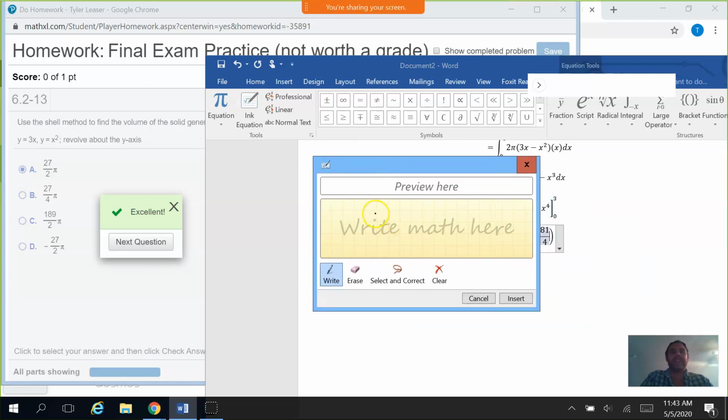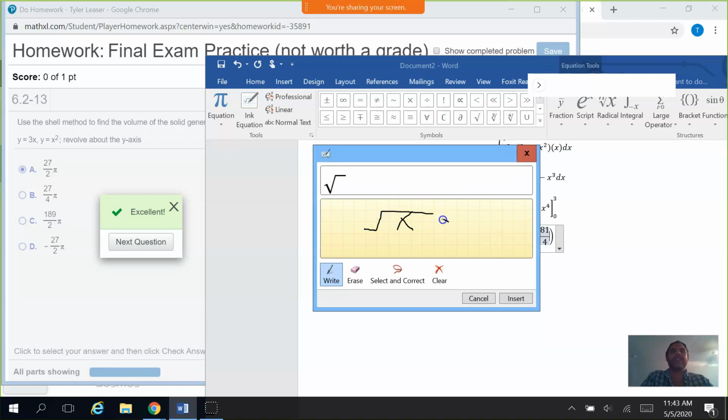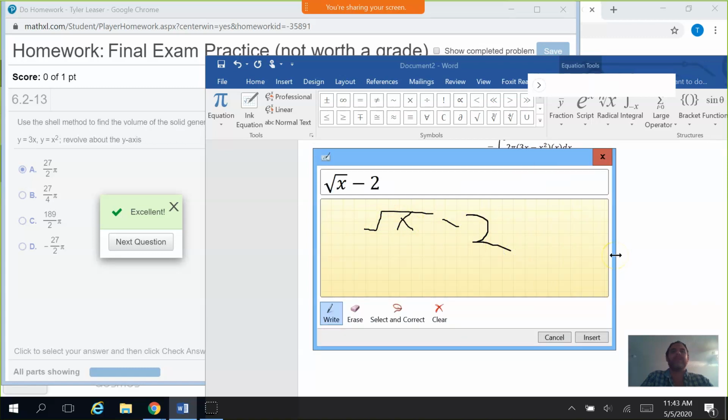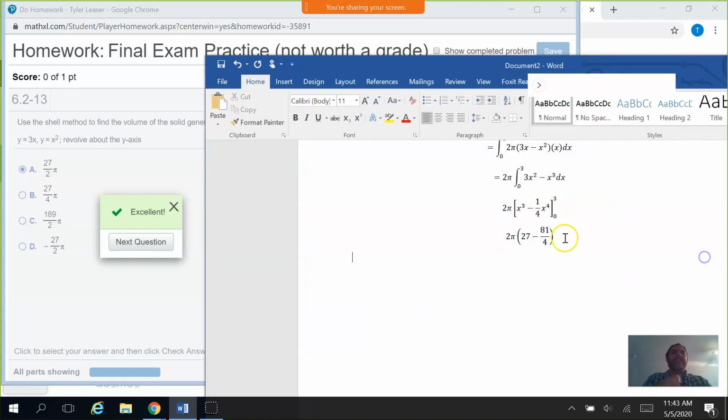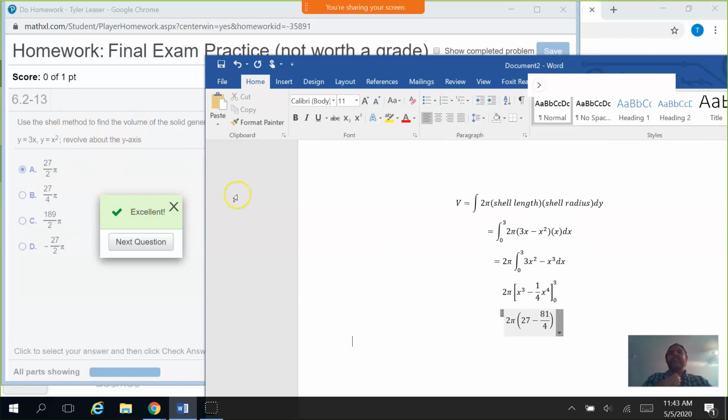Oh, I just saw this button. I've never tried this before. Square root of x minus 2. That's cool. Okay. I never saw that before. That's neat. All right. Is everybody okay with this one? Shell method stuff?